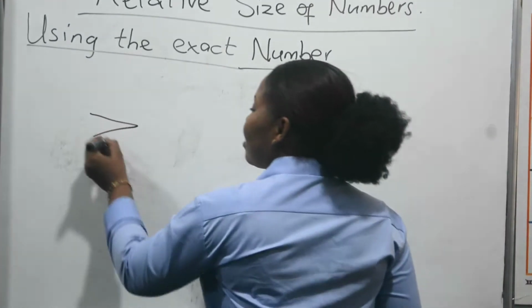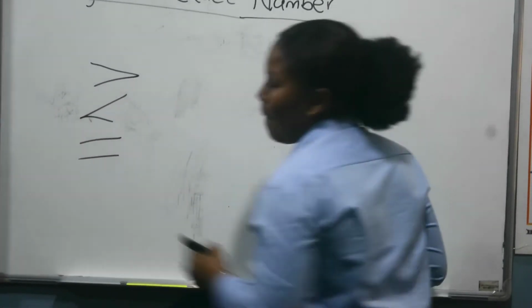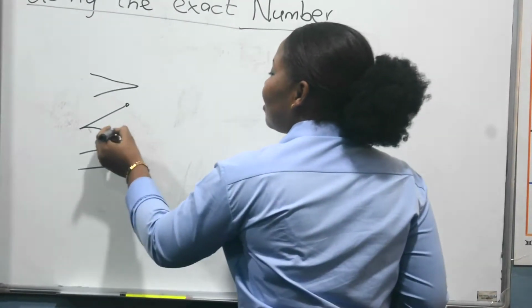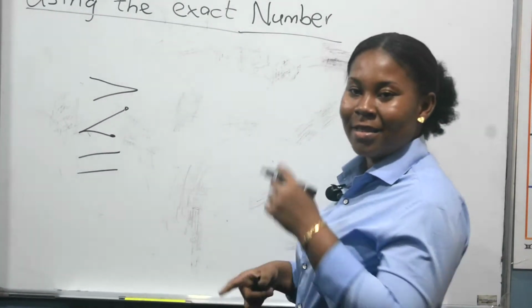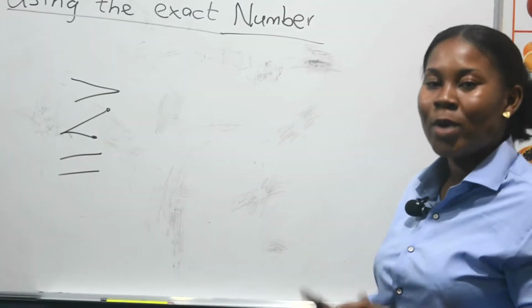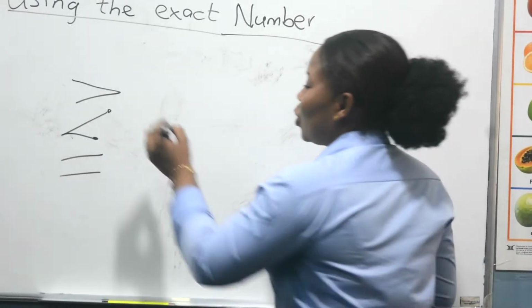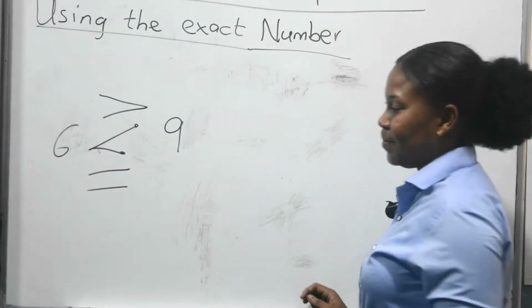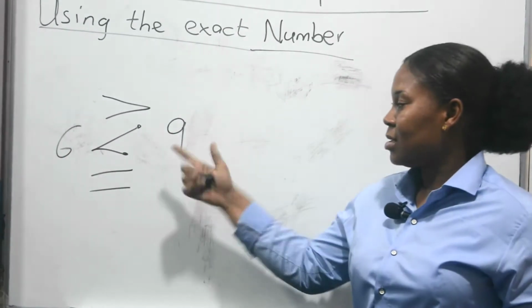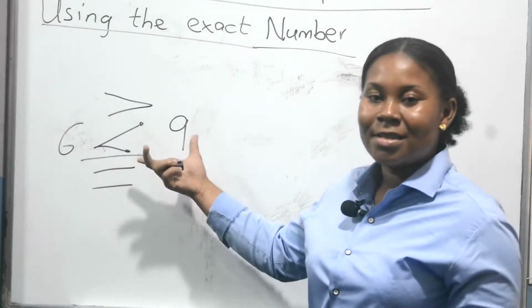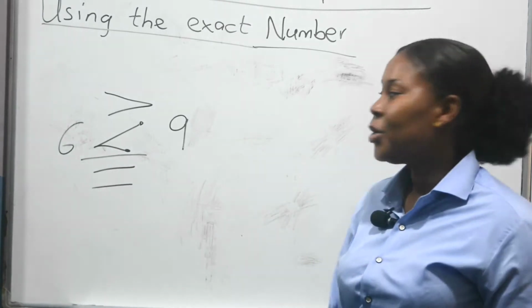And we made a scenario that the opening of the sign should always face the bigger number. So let's take 6 and then 9. The bigger number here is what? 9. So it means 6 is what? Less than 9. Very good.